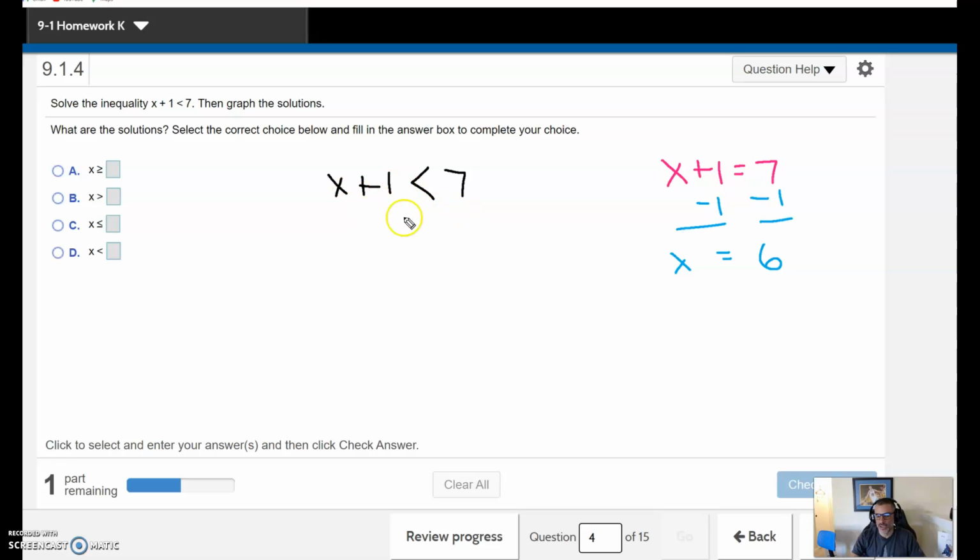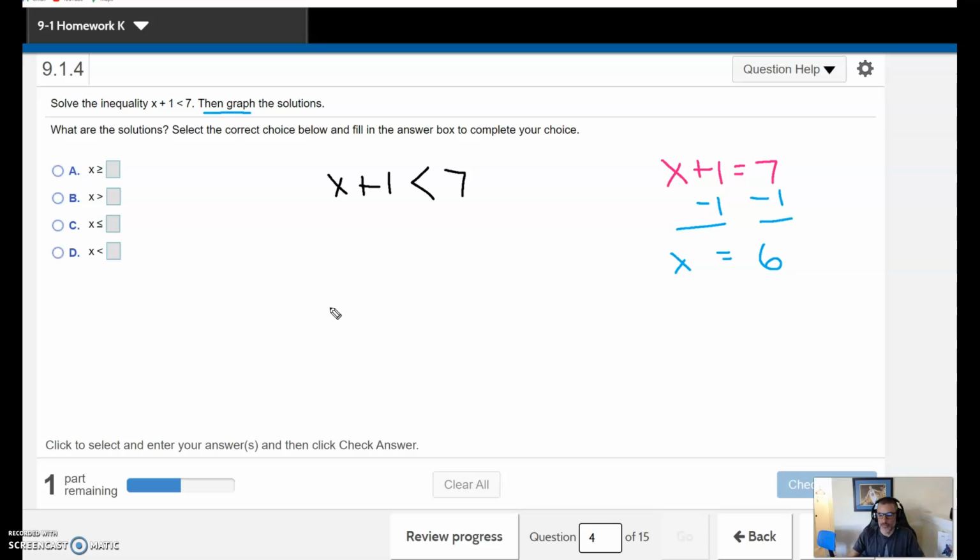So we do have to make a little adjustment, and that's where a graph is going to come in. Because there's actually an infinite number of answers to this inequality. 2 plus 1 is less than 7. 4 plus 1 is less than 7. Negative 5 plus 1 is less than 7. So we need a graph to clearly display our infinite set of answers.